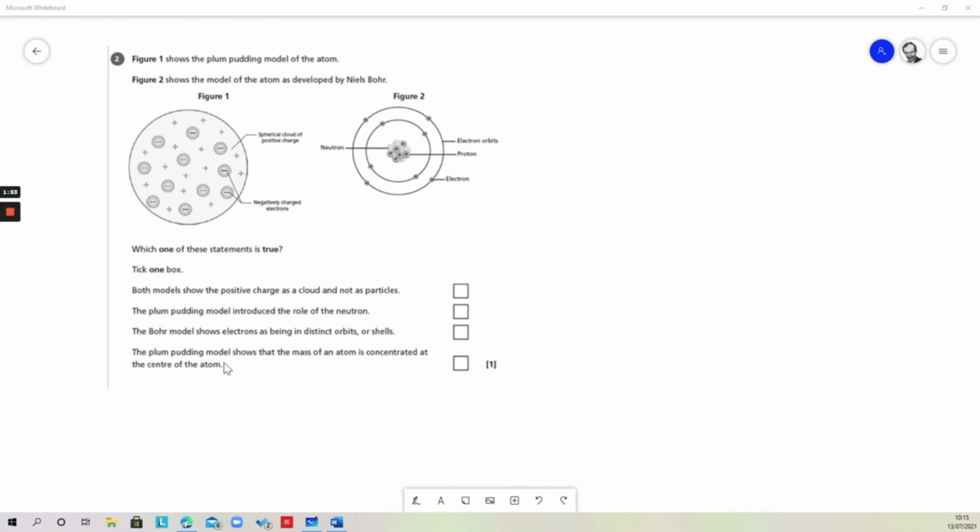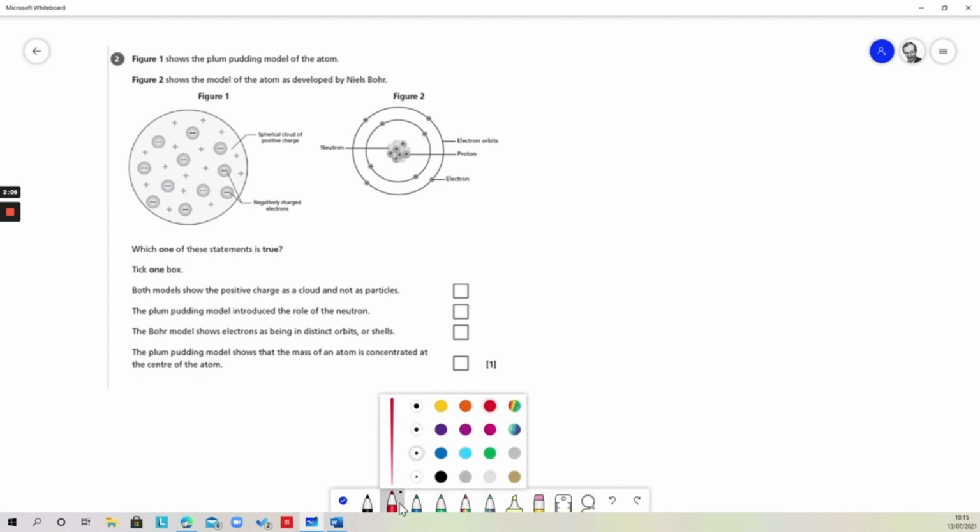The plum pudding model here shows that the mass of an atom is concentrated at the center of the atom, and that's clearly not the case, because what's happening there is that the mass in this model is distributed quite widely. It's this model that shows it at the center, so therefore it's quite clear that the third statement is the one that is true, and that's the one that we're going to mark.